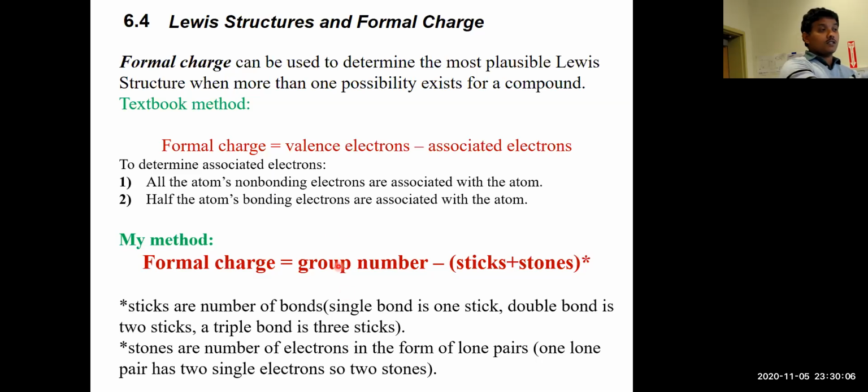Let me just cover what a group number is. Group number is what you find in the periodic table. Like carbon group number is 4, nitrogen group number is 5, oxygen group number is 6, fluorine group number is 7. Those are group numbers. Just need that, very easy to identify, right?